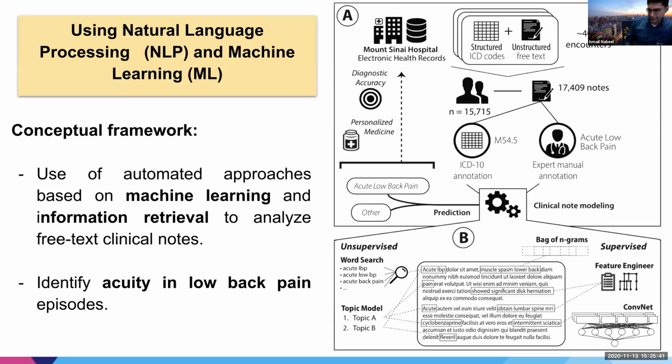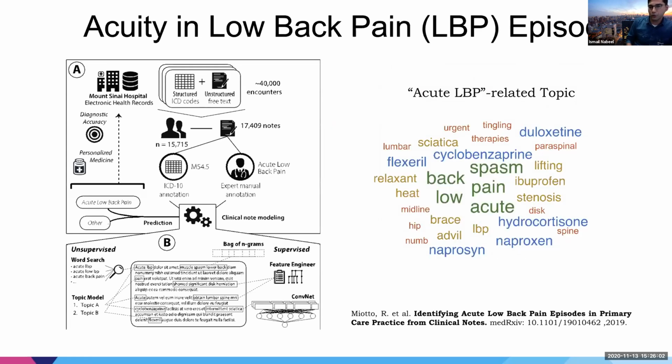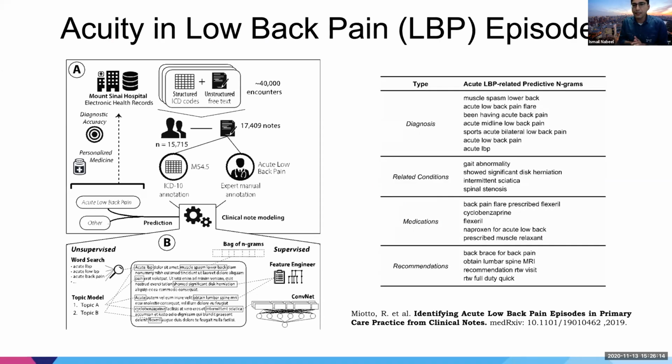Thus, we ended up building a comprehensive artificial intelligence system that parses the electronic health records, pulls up the notes, and deciphers the information for us. We had significant success with it. It was able to decipher acute versus chronic low back pain. This is just an example of the notes that we pulled. We're able to differentiate whether it is acute low back pain or chronic low back pain, and we can also differentiate by diagnosis, related conditions, medicines, and recommendations in the note the physician is writing.